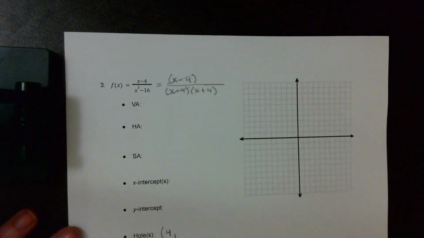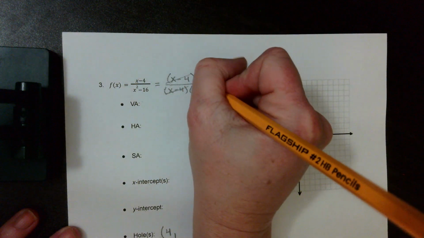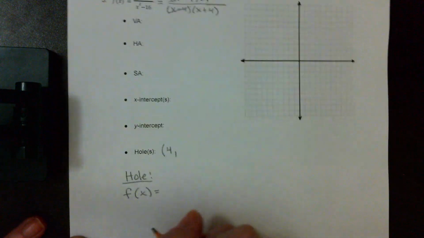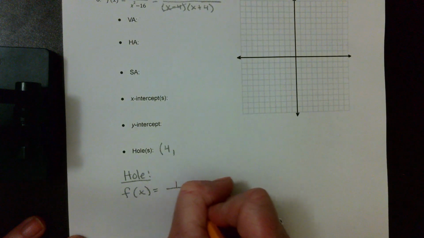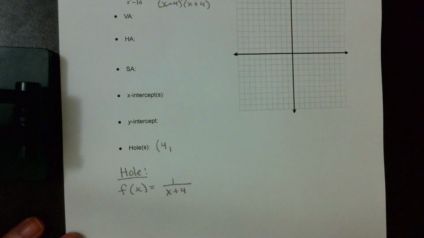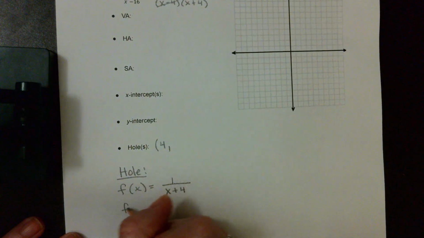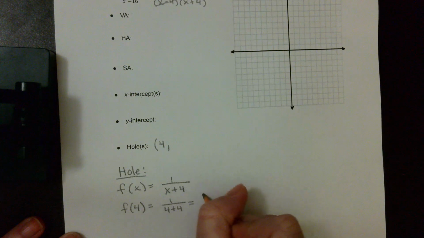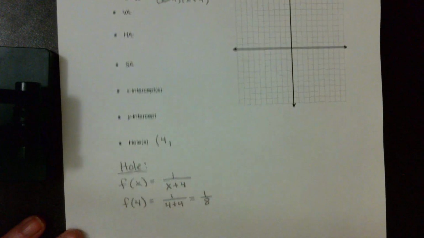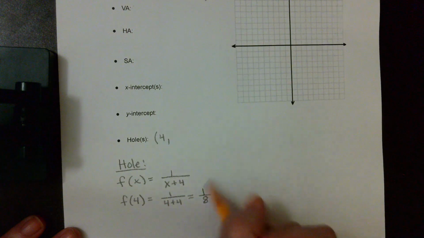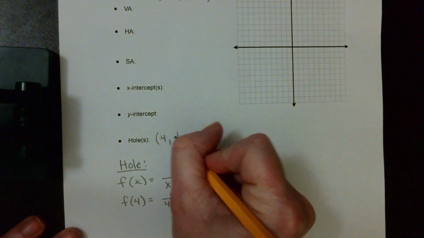Looking back up here, I need to remember that this has an implicit and understood 1. So my reduced function is going to be 1 over x plus 4. If I want to evaluate f of 4, that becomes 1 over 4 plus 4, which is equal to 1 over 8. Again, I'm putting this so that you understand where I'm coming from. If you can do that as mental math, you can go right here.